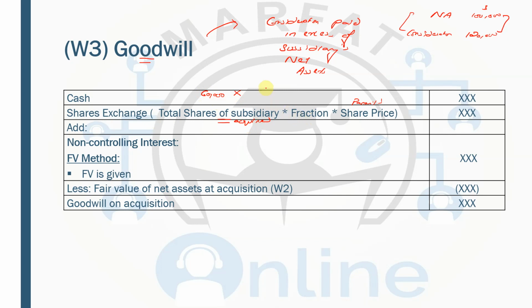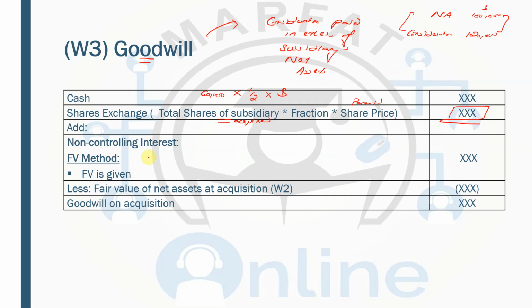Multiply by the fraction. Now the fraction is 1 share for every 2 shares being issued, 3 shares for 2 shares, 1 share for every 5 shares. It can be anything. It can be 1 by 2, 1 by 5, 2 by 5, 2 by 3, anything. So let's assume for every 2 shares, 1 share is being issued. So that means 30,000 shares have been issued by the parent to the subsidiary in exchange, and then you multiply it by the parent's share price, whatever it is, then you get the consideration which has been paid by the parent to the subsidiary in terms of share exchange.